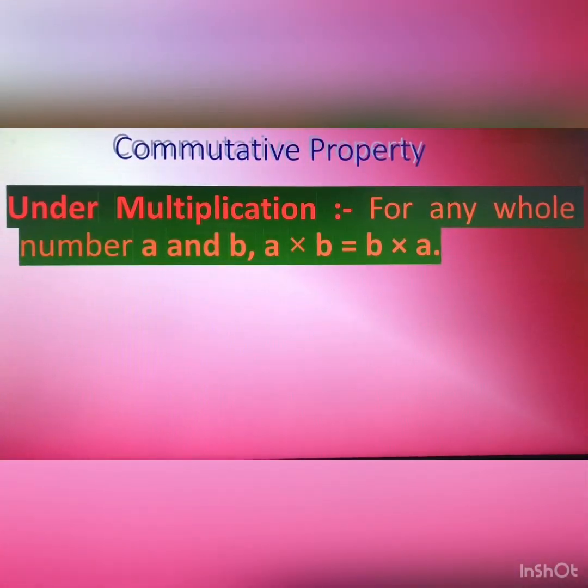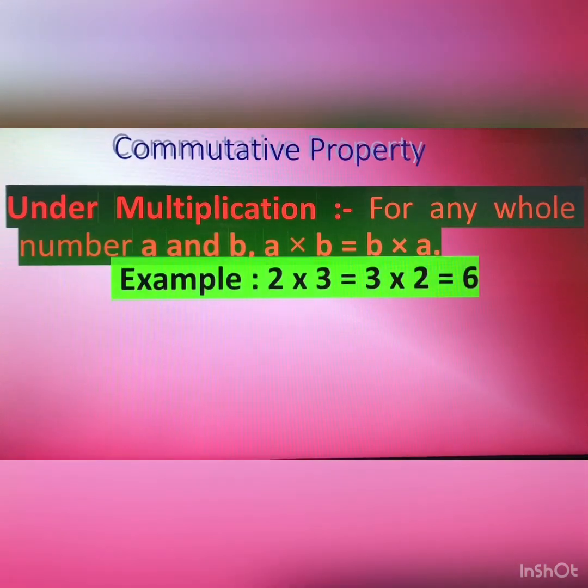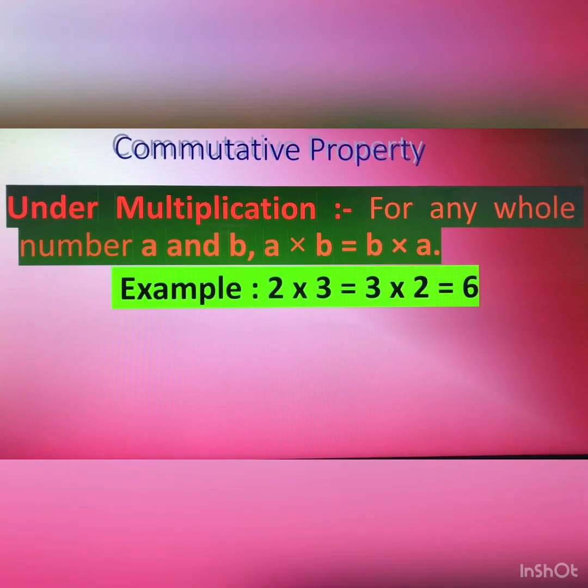Now the commutative property under multiplication. For any two whole numbers A and B, A into B equals B into A. Means if we change the order in the multiplication of any whole numbers, then the result will not change. Let us understand it with an example. Let two whole numbers be 2 and 3, then 2 into 3 is 6, and 3 into 2 is also 6. Therefore, the result is not changed. Hence, the commutative property under multiplication will hold.